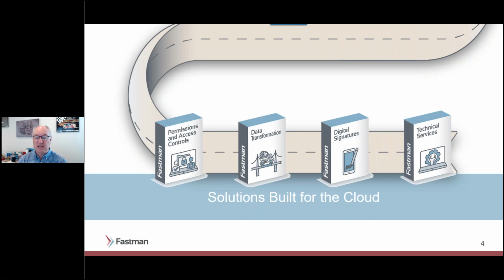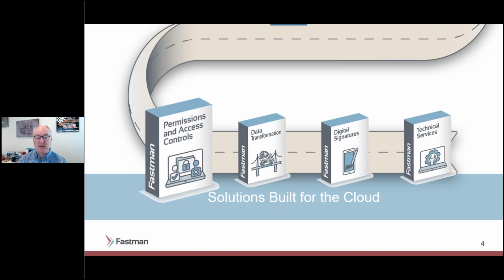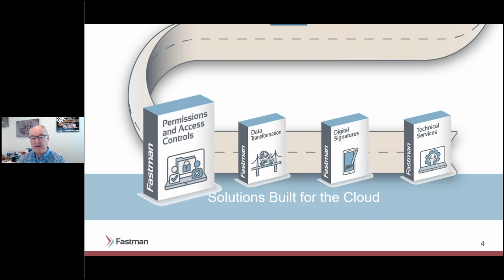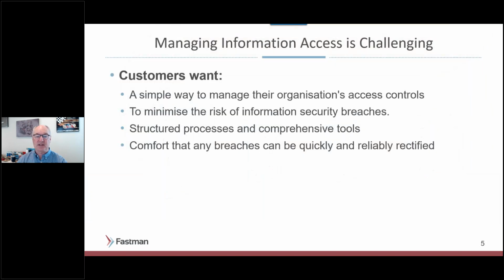Fastman works in 4 specific areas around the OpenText ecosystem, also products. It's all on extended ECM content suite. Today we're going to be focusing on our permissions and access controls. We have other solutions in other areas, and I'm going to touch on where we leverage some of that experience in this product area as we go through this presentation.